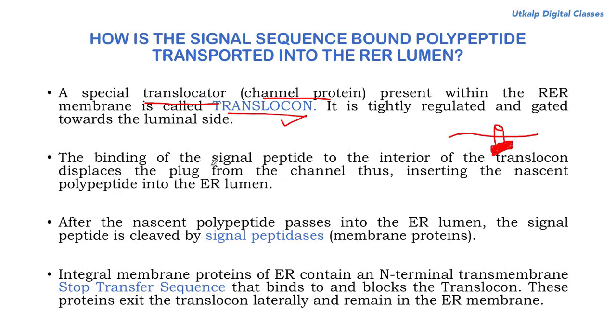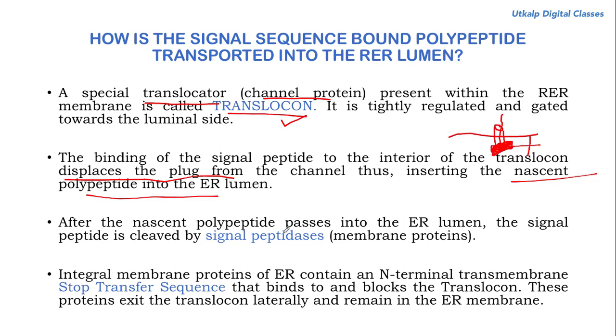The binding of the signal peptide to the interior of the translocon displaces the plug from the channel. So this plug is displaced as soon as the signal peptide binds to the interior of the channel. The plug is removed and the nascent polypeptide enters the ER lumen. I hope all of you have understood till this point.